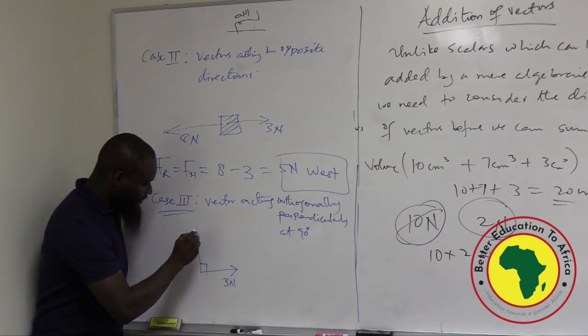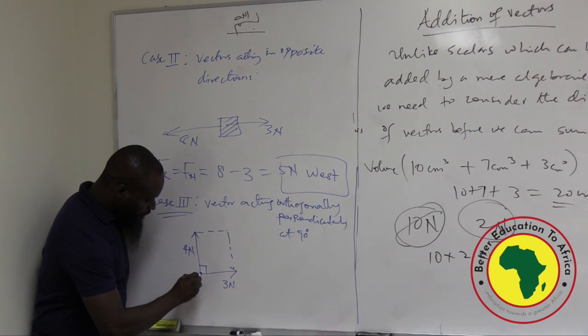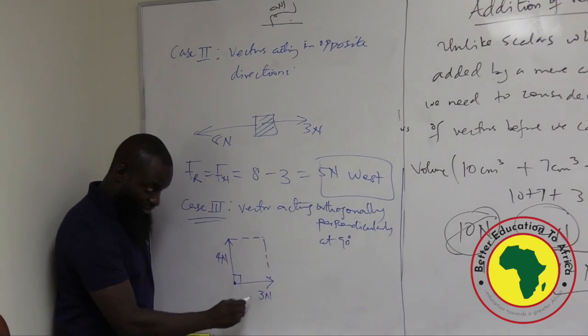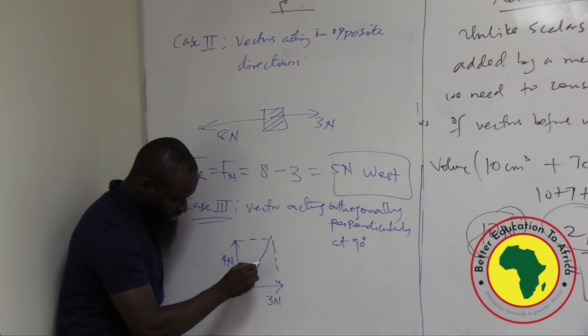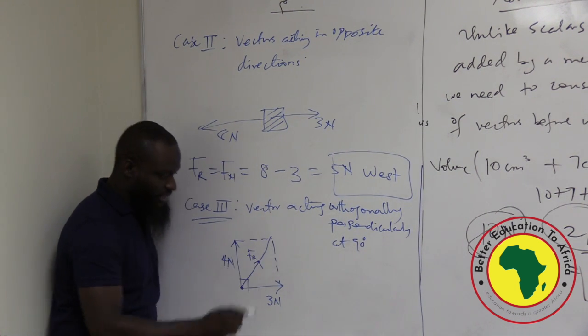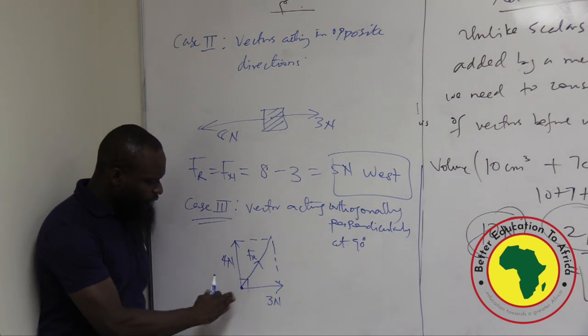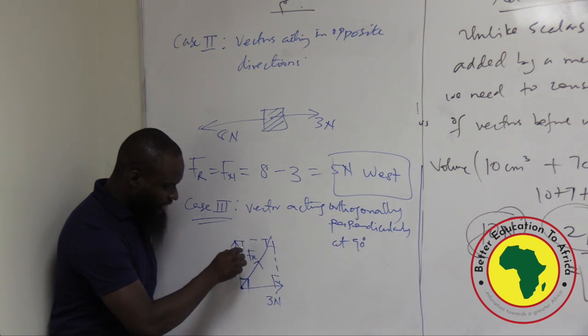So the way is simple. When they act perpendicularly, you complete the rectangle and you draw your net vector or net force from the point of intersection of the vectors, if they are in this configuration. We're going to see other configurations very soon. From the point of intersection, I call that my FR, my resultant force. Then how do I compute my FR? It's a right angle triangle, so in the rectangle we have right angles everywhere.